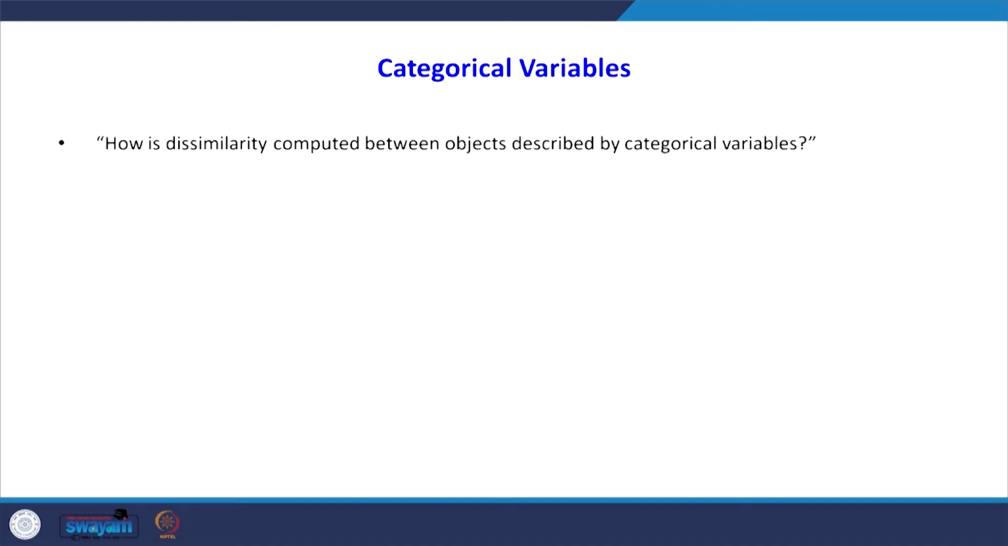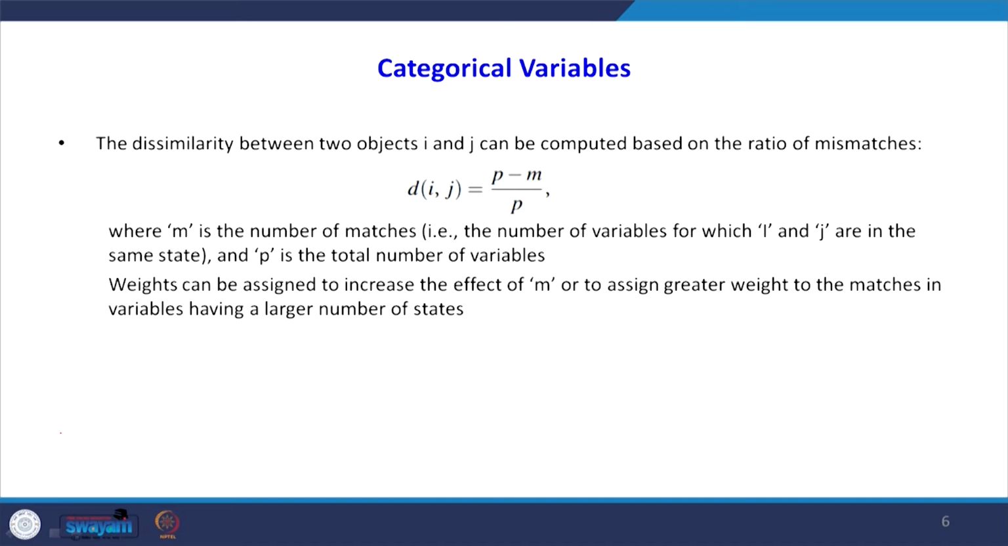The dissimilarity between two objects i and j can be computed based on the ratio of mismatches. So, the formula to find out the dissimilarity for a categorical variable is d(i,j) = (p - m) / p. You will notice that it is a small m. m is the number of matches, that is the number of variables for which i and j are in the same state, and p is the total number of variables.